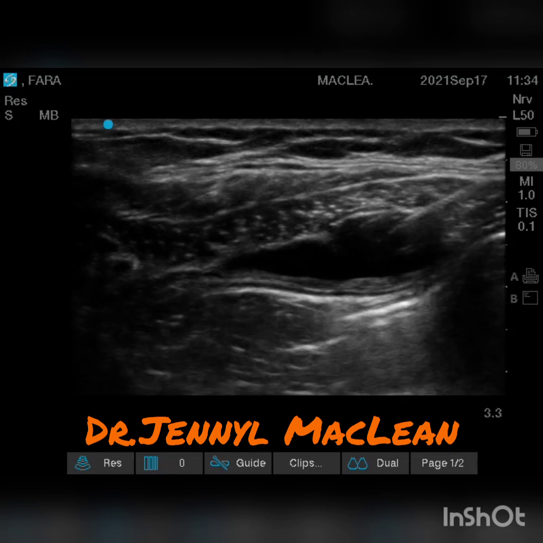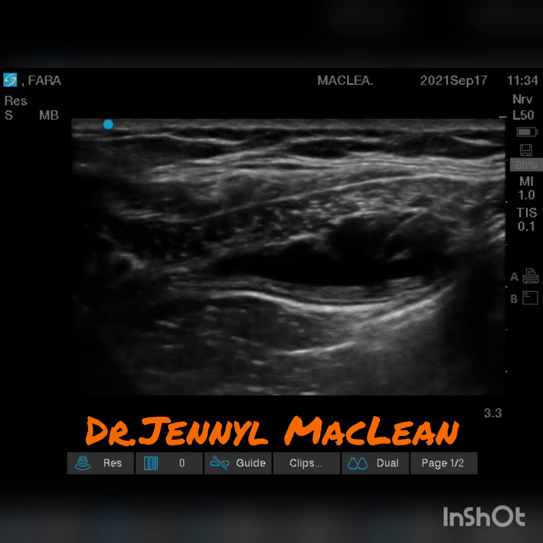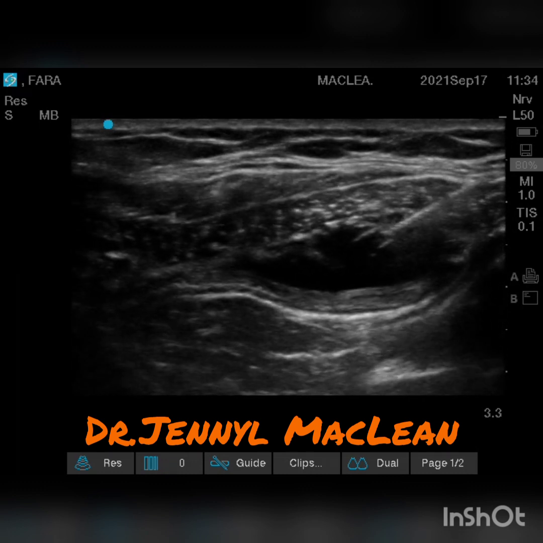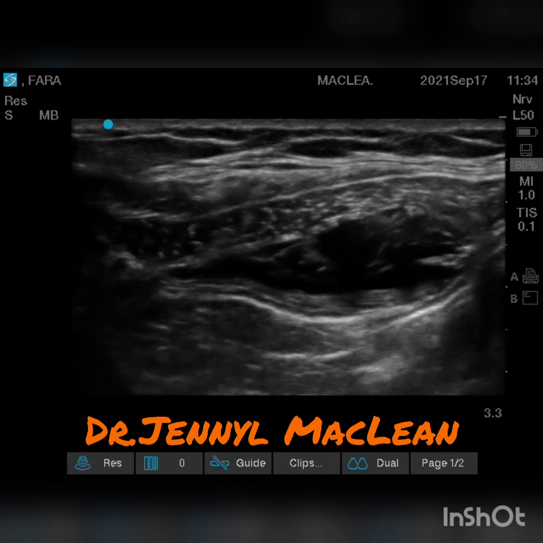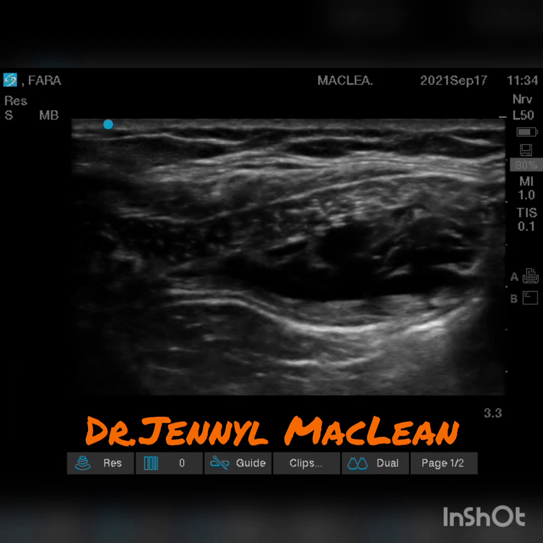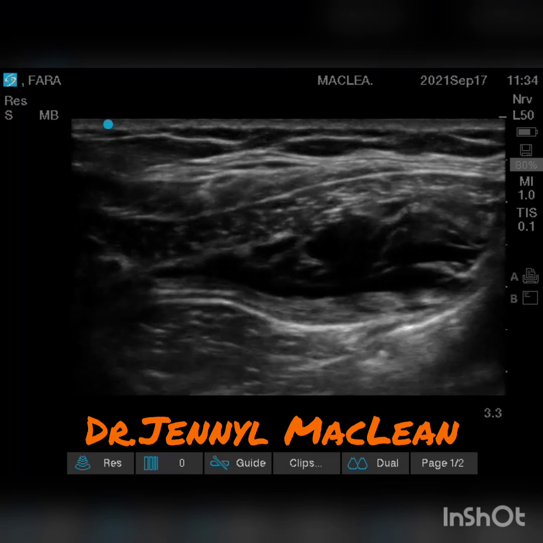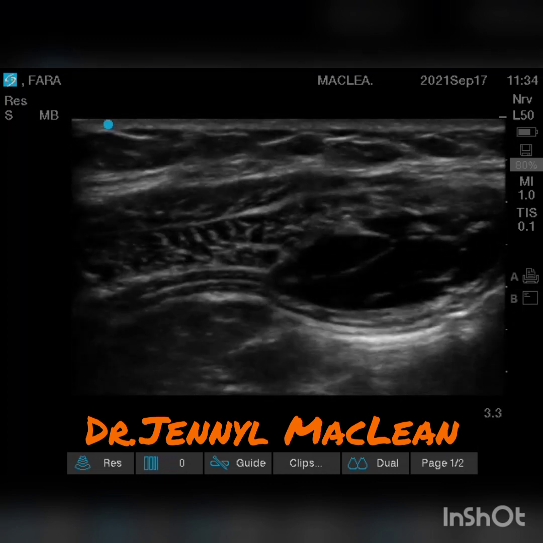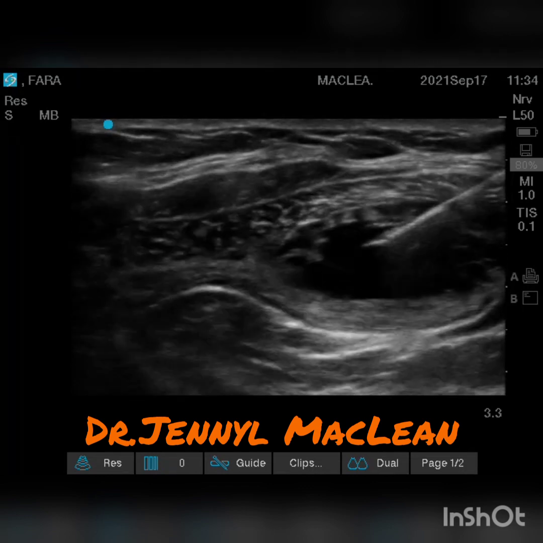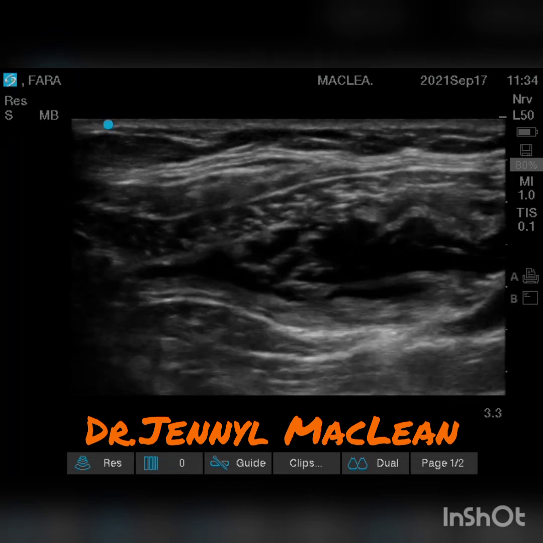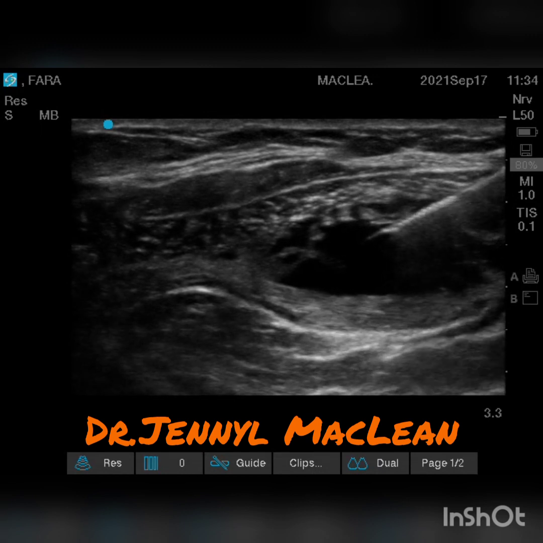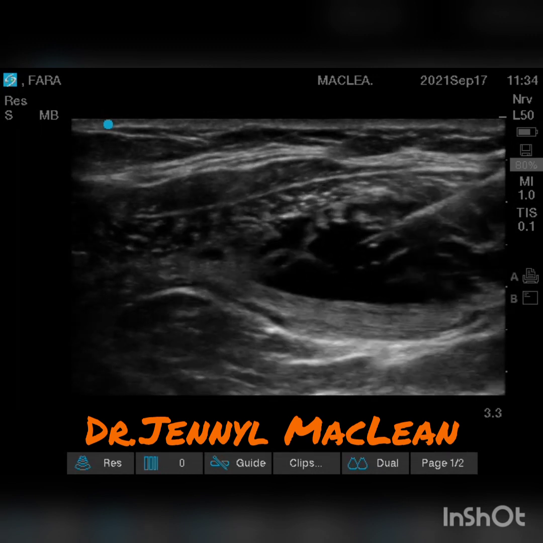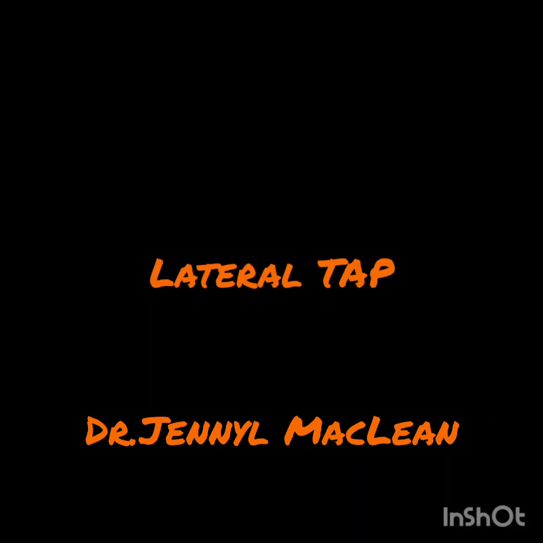When you deposit a drug, if you get a linear spread like this, you are in the right plane, right tap plane, which is nothing but here between your internal oblique and transverse abdominis, where you will have your ilioinguinal nerve, iliohypogastric nerve and deep circumflex artery, which will cover the subumbilical fan and steel incisions for inguinal hernia repair and in cesarean sections.